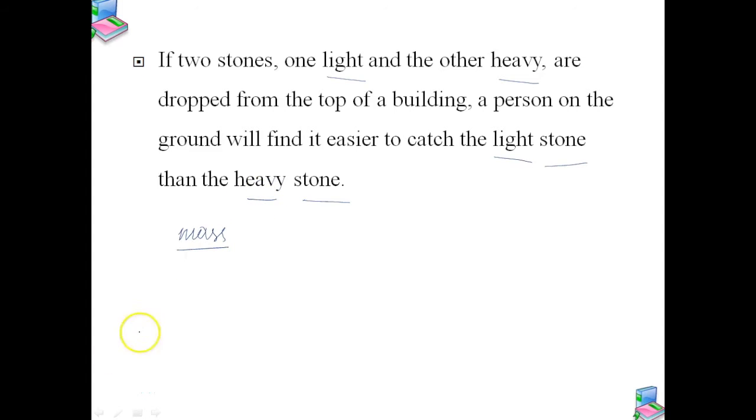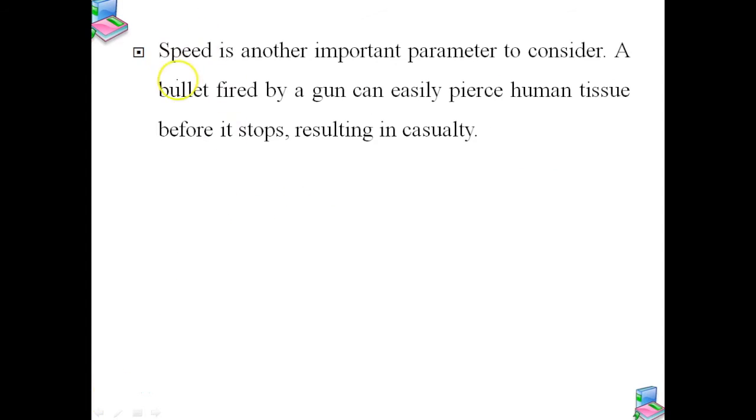Now let us consider one more case. Speed is another important parameter to consider. A bullet fired by a gun can easily pierce human tissue before it stops, resulting in casualty. The same bullet fired with moderate speed will not cause much damage. Thus, for a given mass, the greater the speed, the greater is the opposing force needed to stop the body in a certain time.